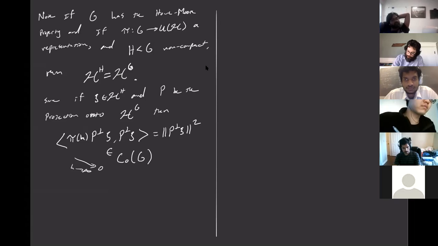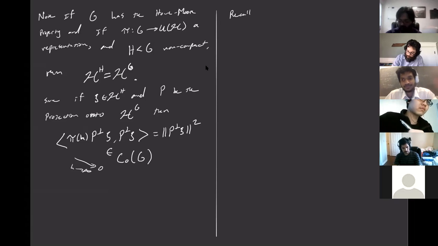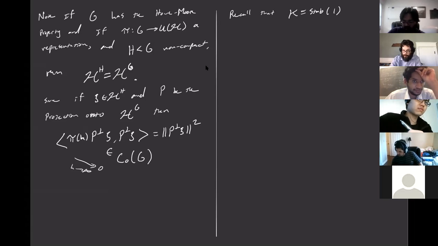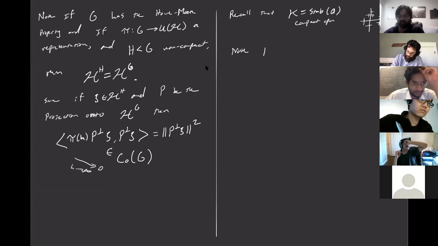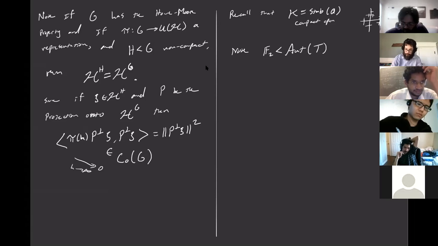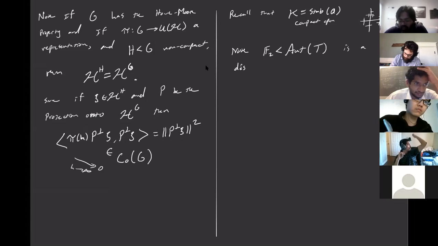And that is, so again, recall that K is the stabilizer subgroup of the identity, the origin, maybe let me use O for origin, of the Cayley graph, the free group. And this was compact and open. And the next thing I'll note is that if we consider a free group on two generators sitting inside of the automorphism group of the tree of the Cayley graph, then this is a discrete subgroup. Discrete.